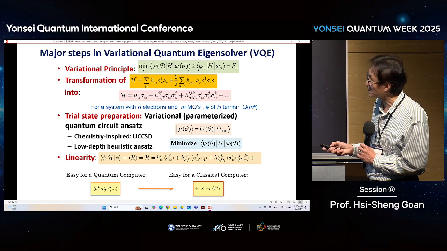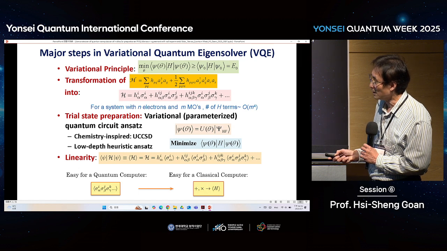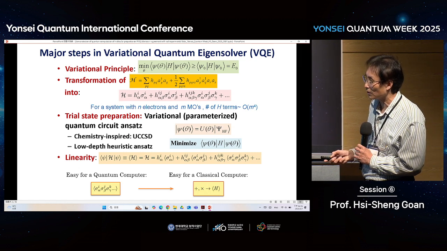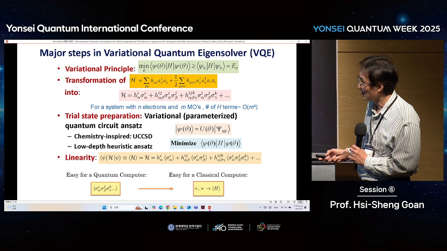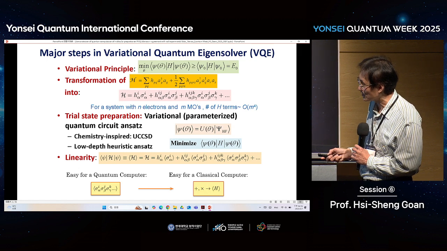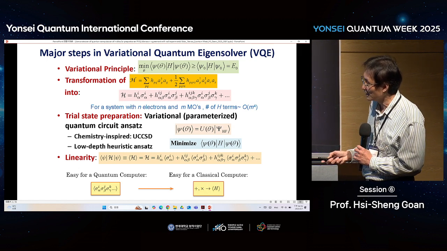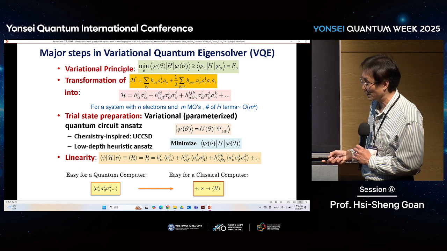The ansatz means we want to prepare this trial wave function or trial state. So you just construct a unitary. This is a quantum circuit. You can have a chemistry inspired, hardware efficient, or heuristic ansatz. Then once you prepare the trial wave function, you just measure it to get the expectation value.